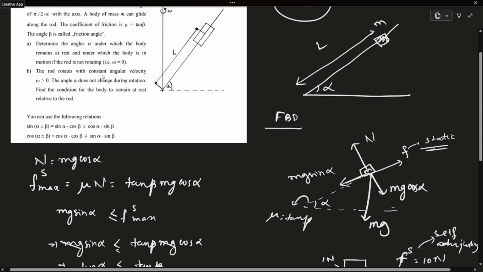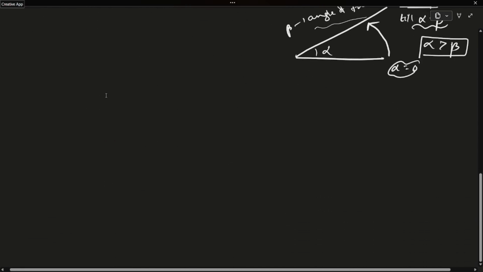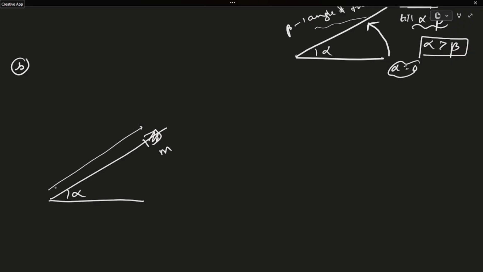Now the rod rotates with constant angular velocity omega, and alpha doesn't change. So here is the B part. This is the rod, this is the angle alpha. Here is the mass m. This length is L.